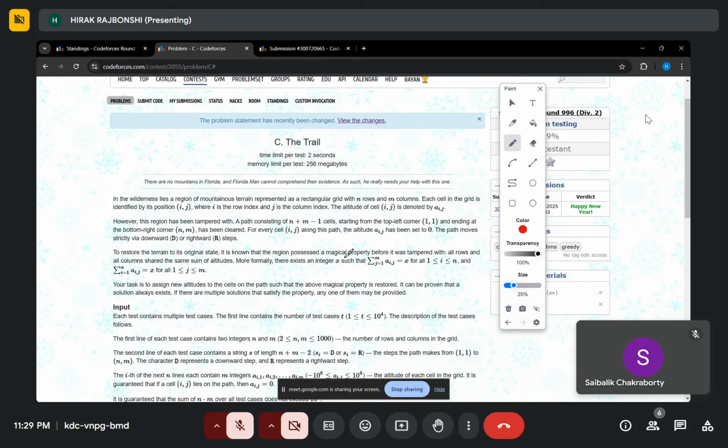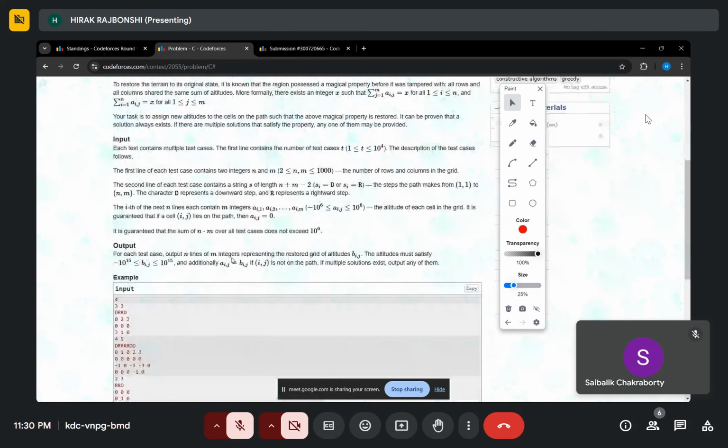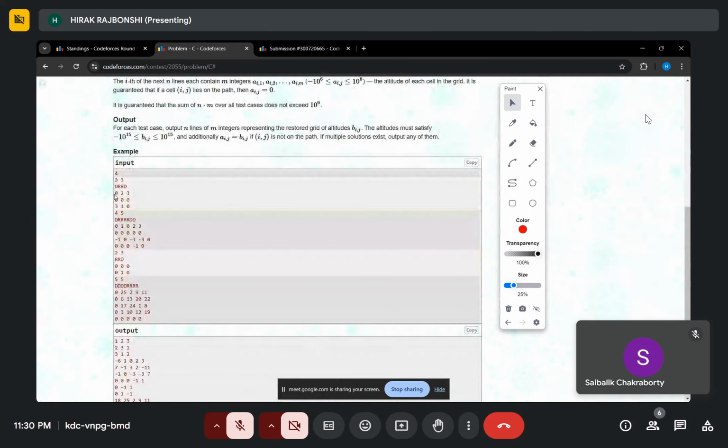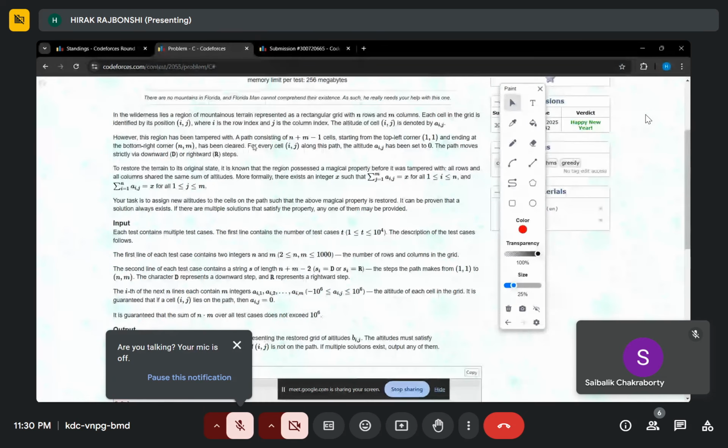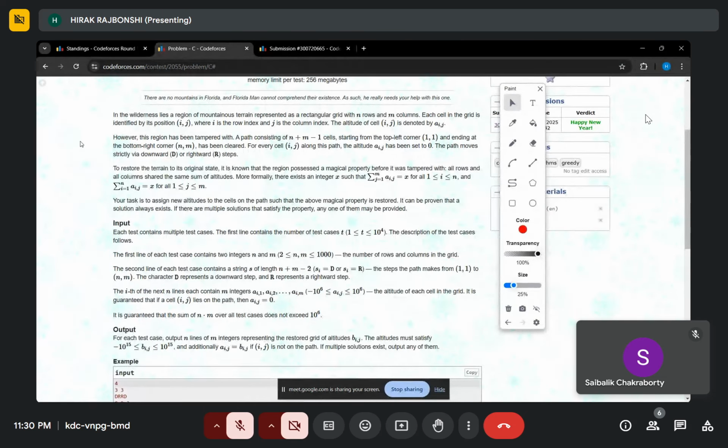The region possesses a magical property: before it was tampered with, all rows and columns share the same sum of altitude. That means the sum of all heights in every row is the same, and similarly in every column. Here it is given that the sum of each row is x and the sum of each column is x. So our task is to find the height of the mountains which were tampered with, that means the mountains which come under the path.